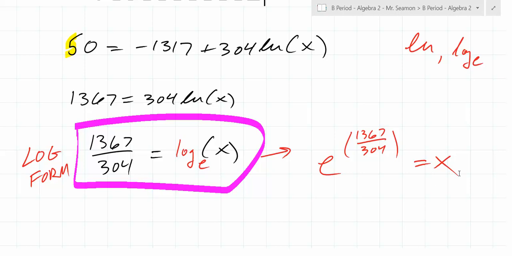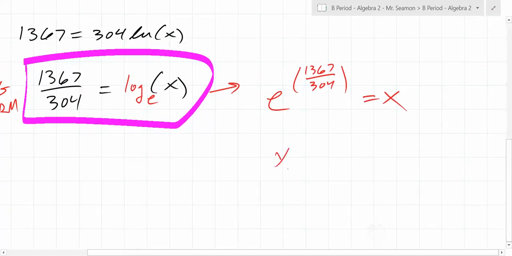Do you have your calculator? Okay, we're going to address this here. Can someone tell me what it is? Alyssa, what'd you get?